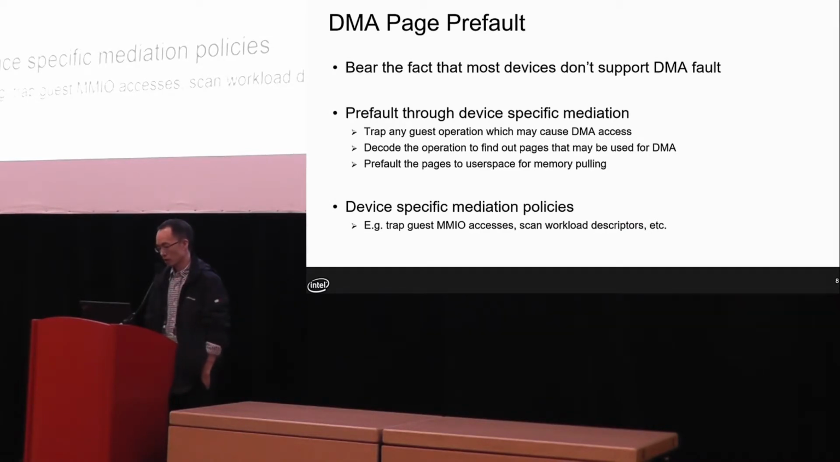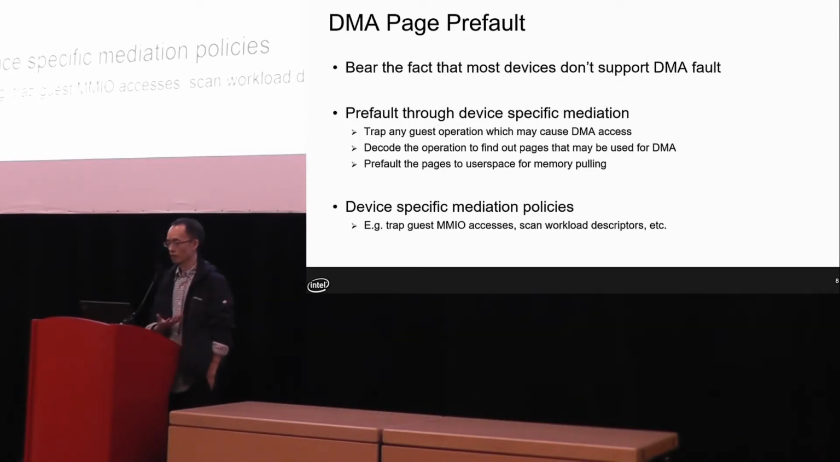So the second challenge is about the fault. Since the device doesn't support DMA faults, we have to find a way to pre-fault. When I say pre-fault, that means we want to capture the potential fault condition before DMA happens. So it basically means that we need to trap any guest operation which may cause DMA access, decode the operation to find out which pages may be used for DMA, and then notify those pages to user space to pull the pages in place, and then resume the operation. Later, when DMA happens, those pages are already mapped, so that should be fine.